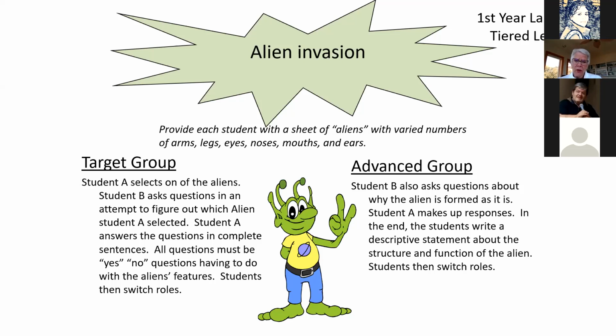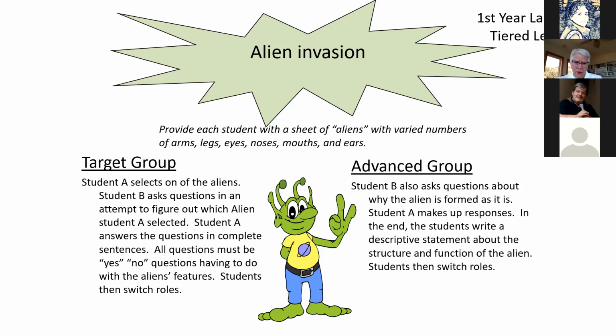If Georgia and I are working with this, she's going to look at her clipboard, and on it is a page that has 12 funny looking aliens, sort of like the one that's on the slide you're looking at. And Georgia is going to pick one to be the alien that we're going to work with. And my job is to keep asking her questions about her alien, which she's going to answer with yes or no, but also has to answer in a complete sentence.